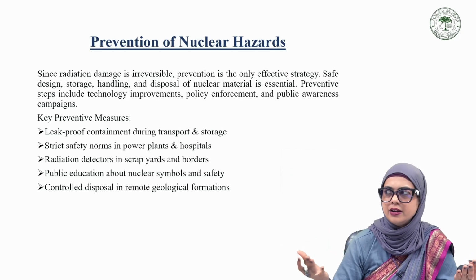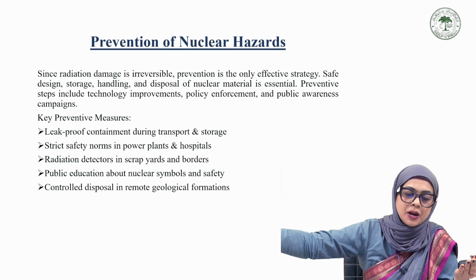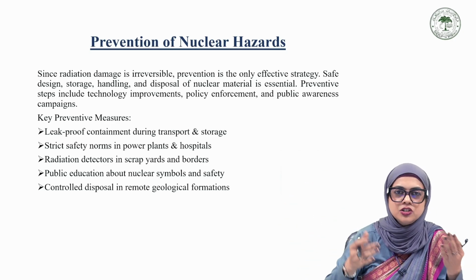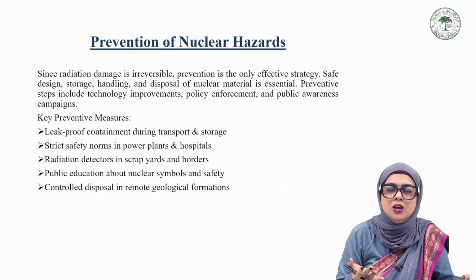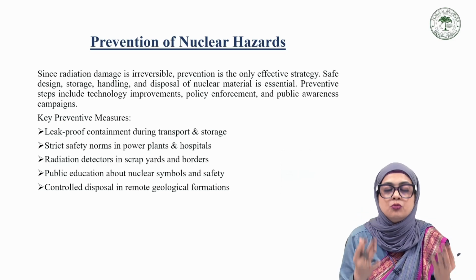You're at a traffic light, a truck comes right beside you. You never know what it is carrying. It might be carrying some kind of a container with the radioactive material. And just because your car is adjacent, you are exposed to it. So it's important that whatever we are transporting, it should be leak-proof.